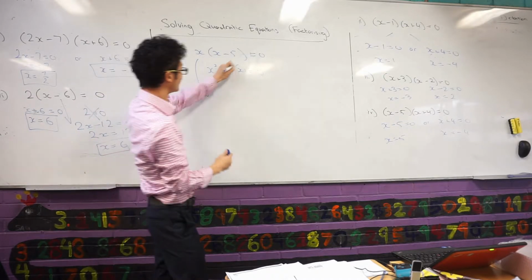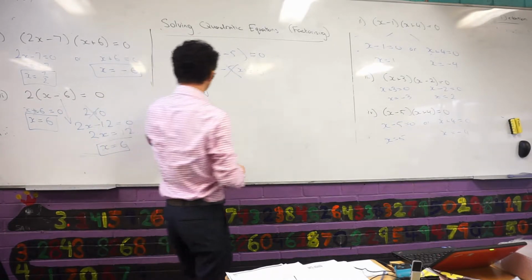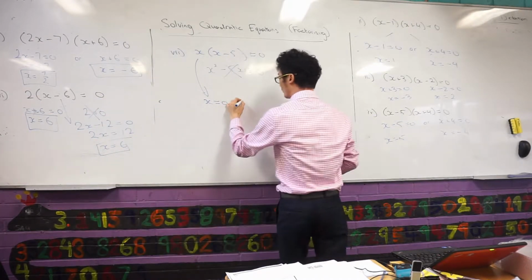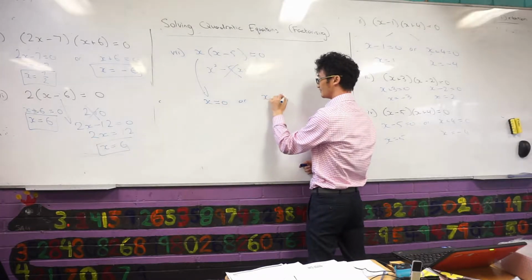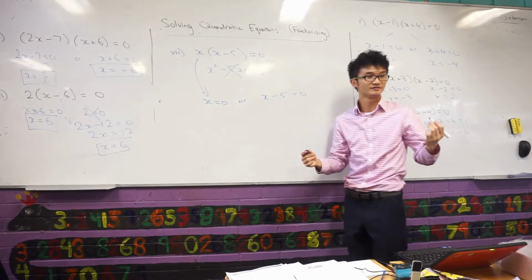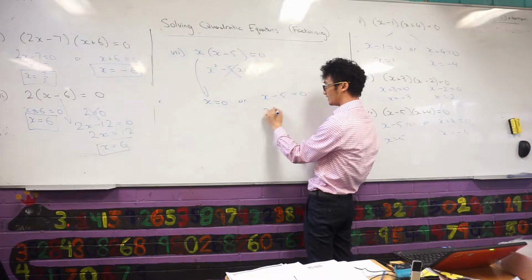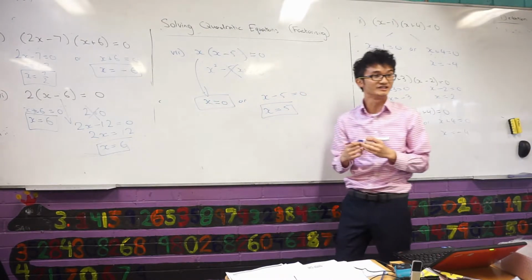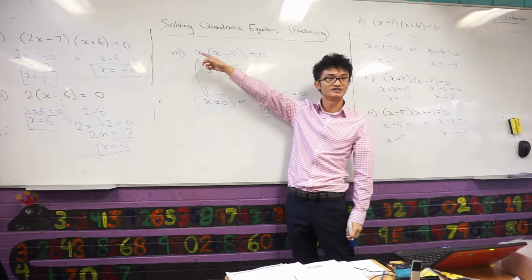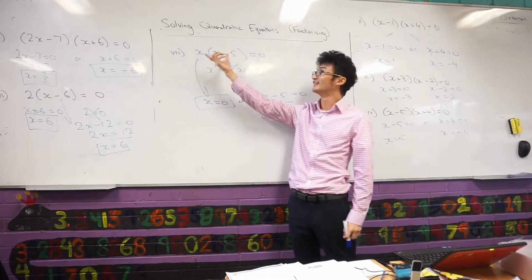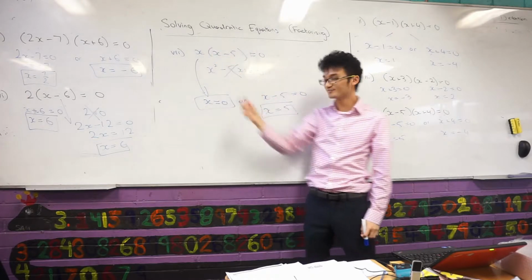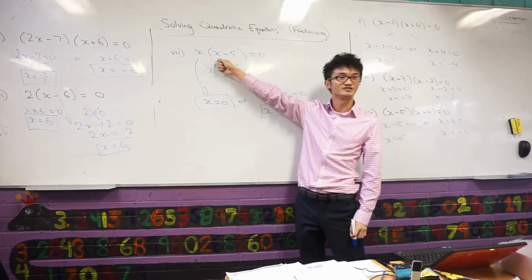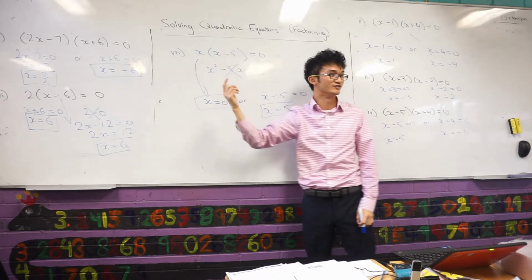So what I really want to do, I don't want to expand. I want to say either x is equal to 0 or x minus 5 is equal to 0. And that's it. Then you can solve this one as per normal. x is equal to 5. This one here is a solution. And you can check it really easily. If you put in x is equal to 0 here, the whole thing is going to be equal to 0. And the same with that normal solution. If you put x equals 5, then that whole thing will equal 0 as well.